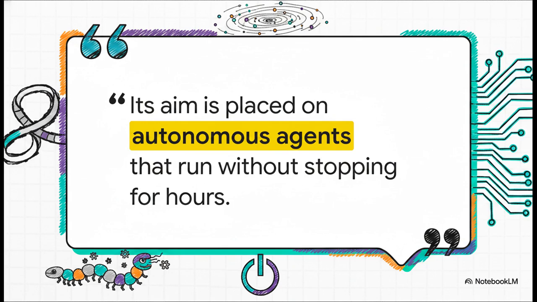To sum it all up, this quote really hits the nail on the head. Ultra is not simply a bigger version. Its aim is placed on autonomous agents that run without stopping for hours. This isn't just another chatbot to ask for a recipe. It's a purpose-built, highly efficient orchestrator for the next generation of autonomous AI.